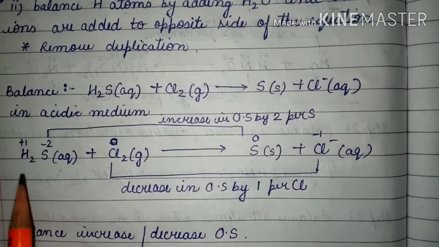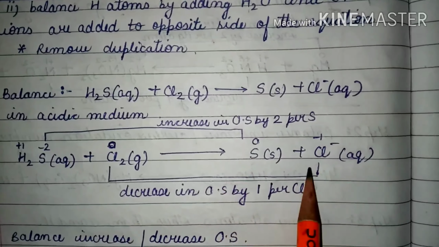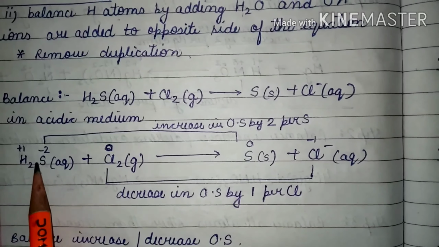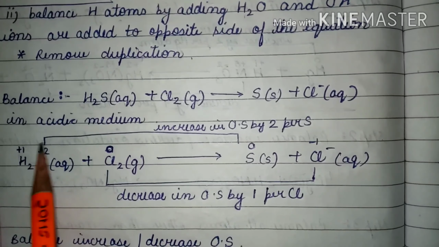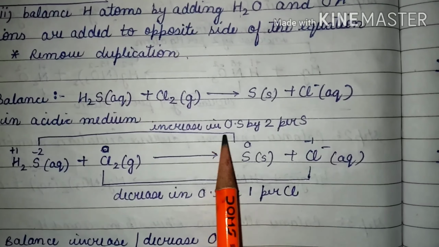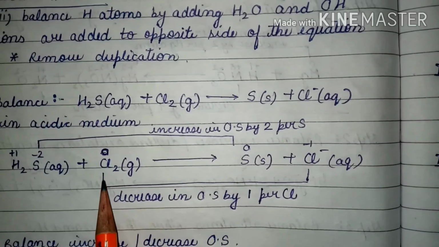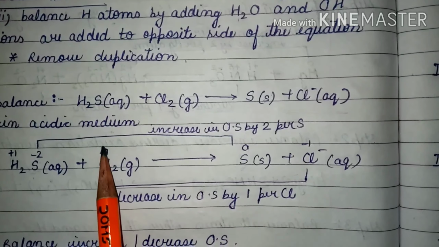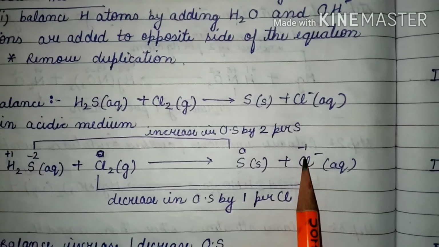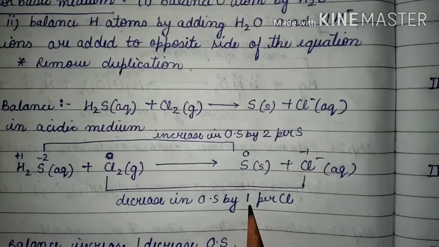So you can see that here H plus, hydrogen, has +1, but there is no change, so we will not find anything there. But here, sulfur is in the -2 oxidation state, and here it is in the 0 oxidation state, so there is an increase in oxidation state by 2. Okay, if we see here, chlorine has an oxidation state of 0 on the reactant side, and there is a -1 oxidation state of chlorine on the product side. So there is a decrement by 1.